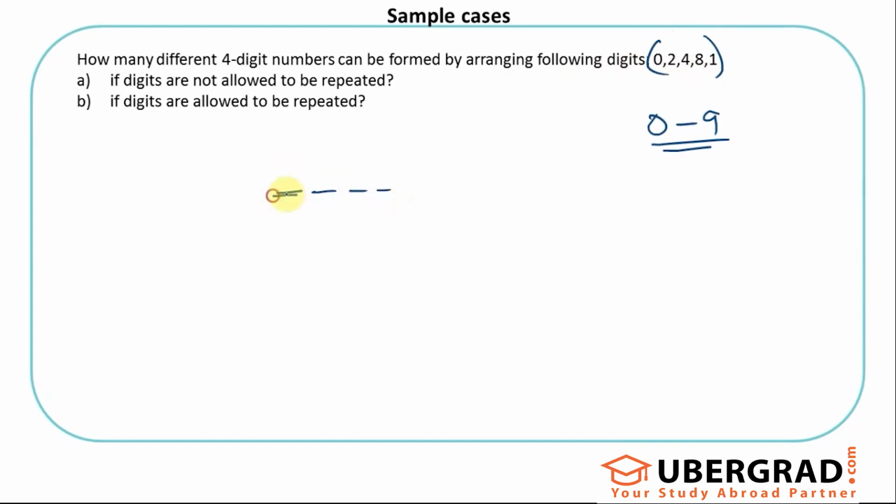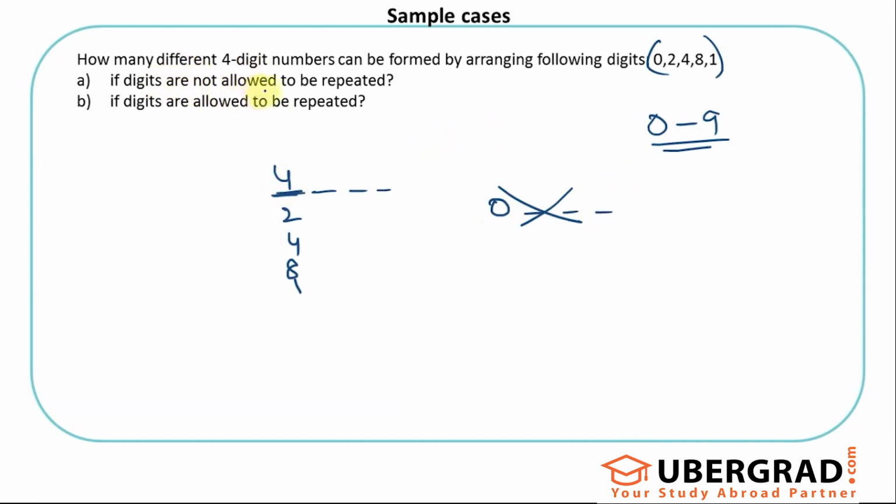So how many options do I have for the first blank? 2, 4, 8, 1. I cannot use 0 for my first blank, because if I use 0 for my first blank, whatever I put in the rest of the 3 blanks, it will not be a 4-digit number. It will be a 3-digit number. That's why I have 4 options here.